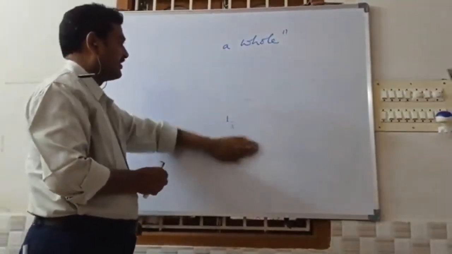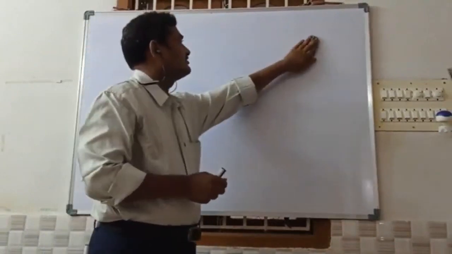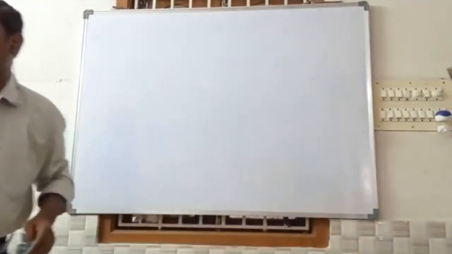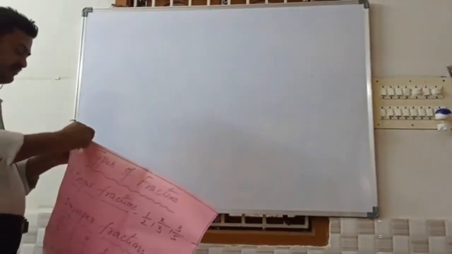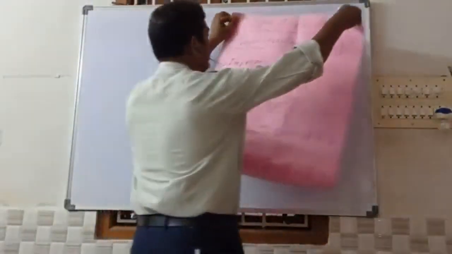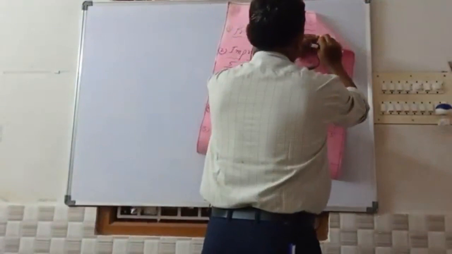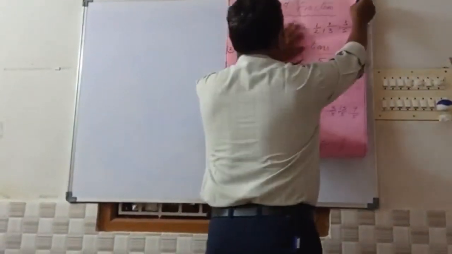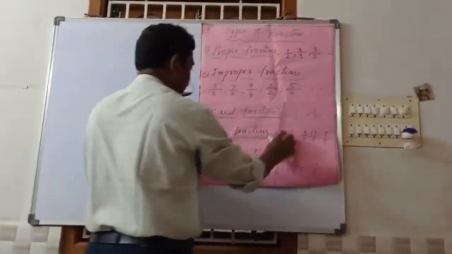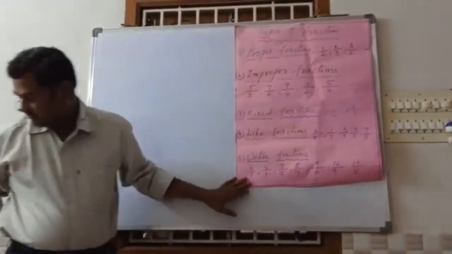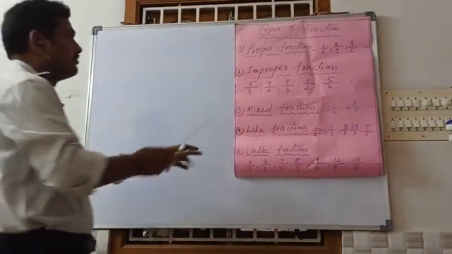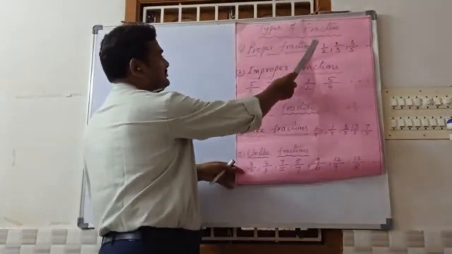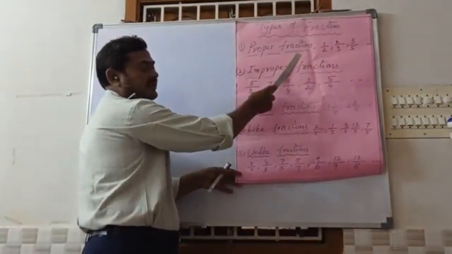So in fractions, there are different types of fractions. First, we are going to observe the types of fractions. Look here. The first one is proper fraction.